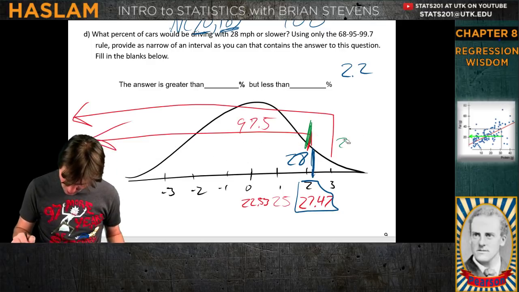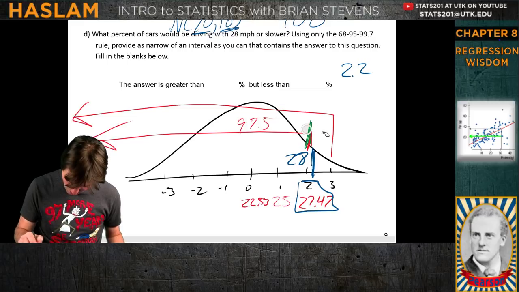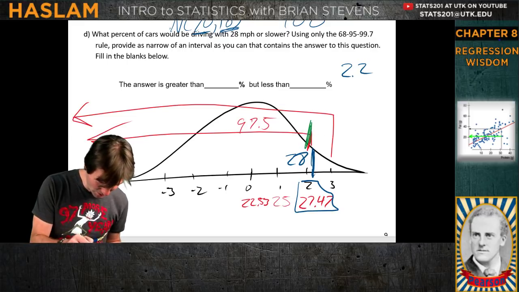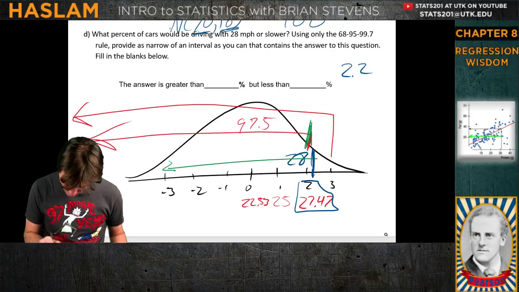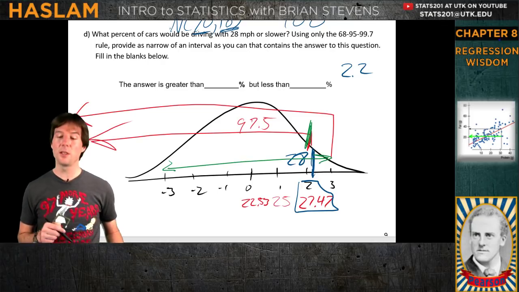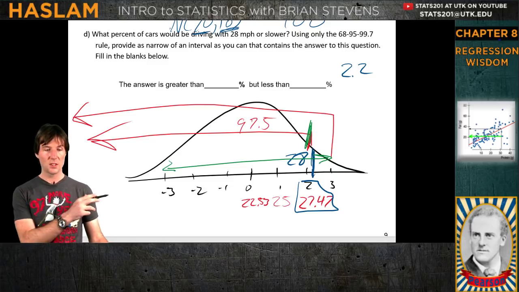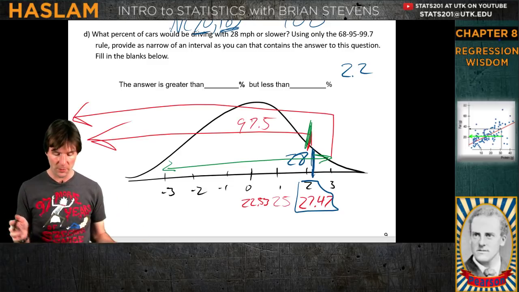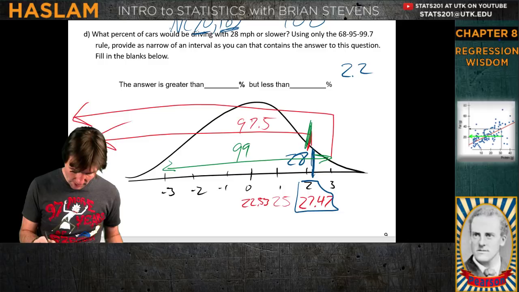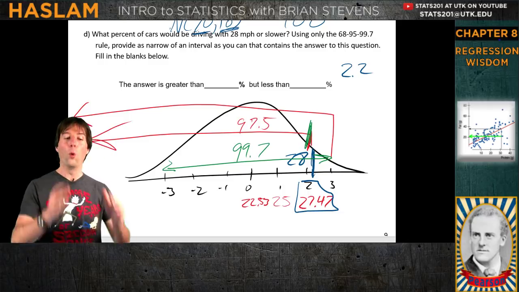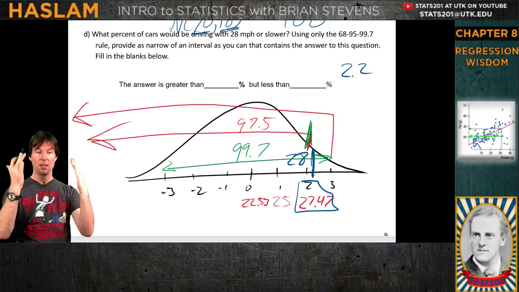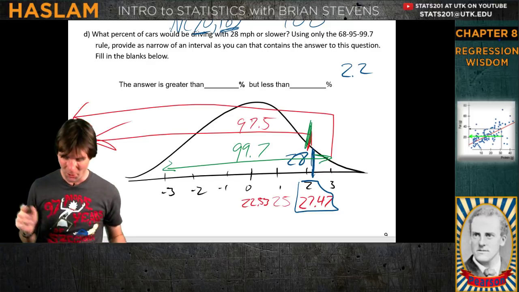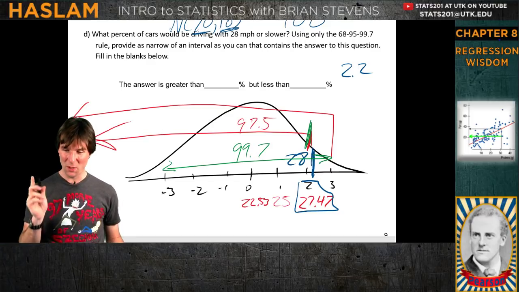Now we need to do the same thing with some green arrows, which are going to help us out. Let's go from here to here. How much area is there now? How much area have I graphed between -3 and +3? 99.7. What is outside of -3, +3? 99.7 inside. Total outside would be what? Total outside is 0.3.